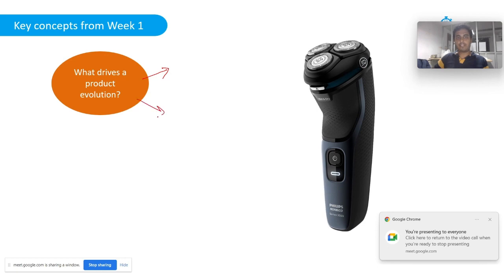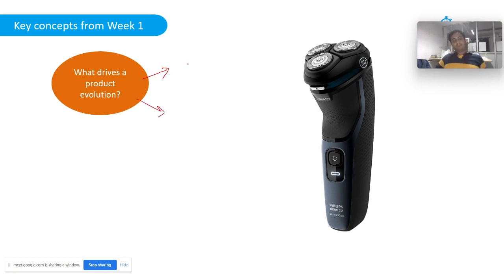Okay, so no answer. So basically, as I told, product evolves because of two things. One, if there is a need or a problem with the existing solution.